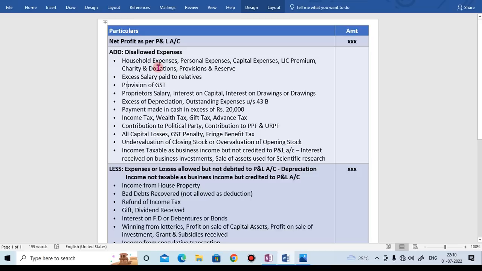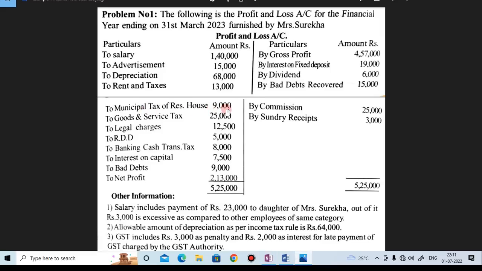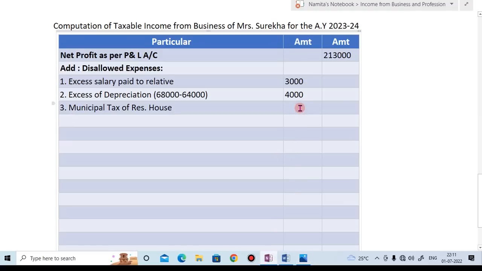If you check the format, in disallowed expenses there is household expenses. Household expenses means whatever expenses you are doing for your own personal house. That will be disallowed expenses. So third point, municipal tax of residential house. How much is the municipal tax? 9,000. 9,000 is a disallowed expense.